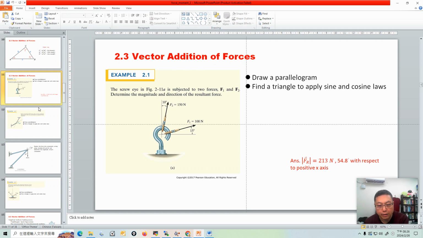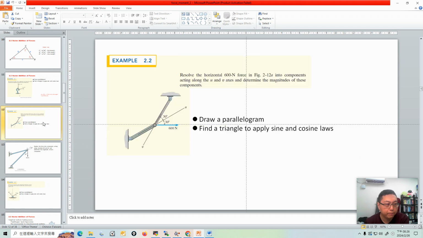First of all, you need to draw a parallelogram of these two force vectors, then find a triangle and use trigonometry to find the resultant force. This example is just the reverse. Suppose I give you a force vector and I want to decompose it into the u direction and v direction. Simply speaking, just decompose the force vector.